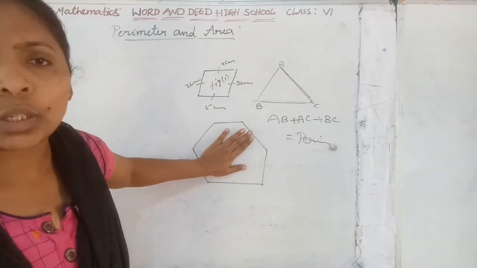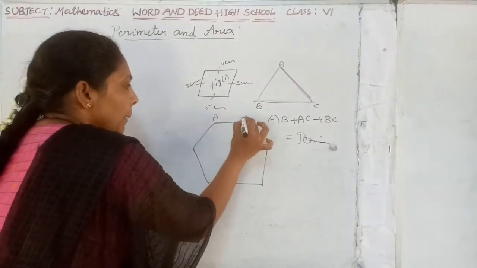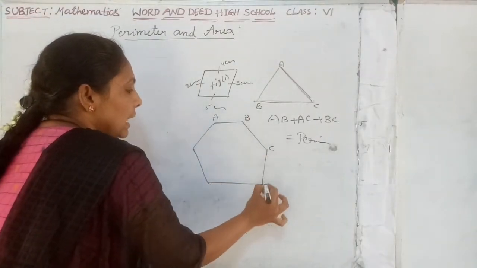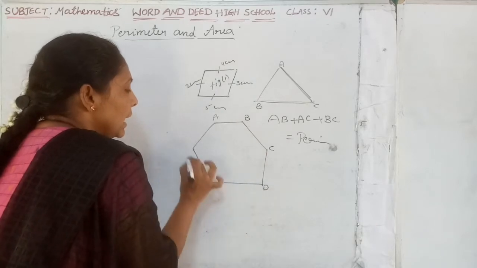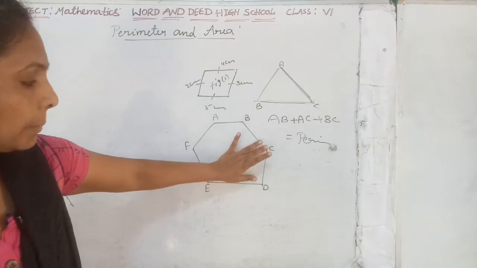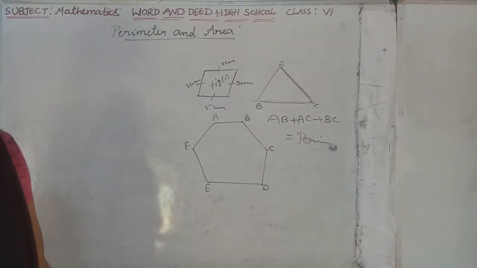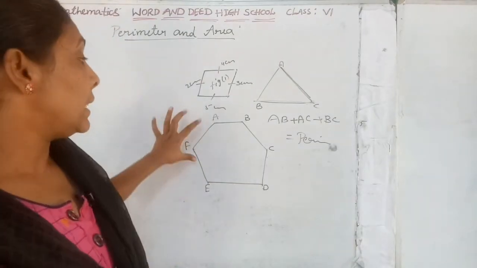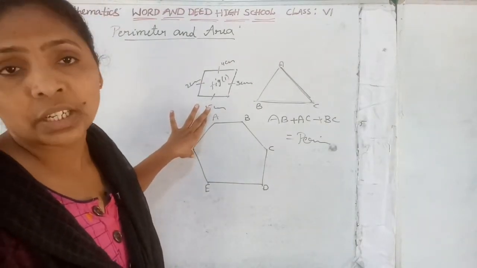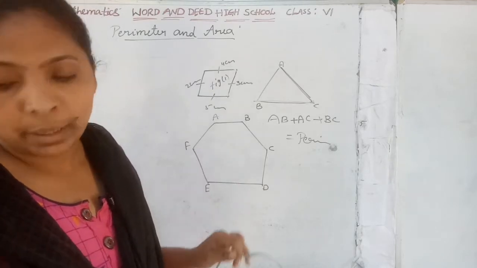So, this figure is also the same, children. What can we do? First, A, B, C, D, E, F. So, 1, 2, 3, 4, 5, 6. 6 sides we have in this figure. So these 6 sides we can measure, children, with this rope. So the length of the rope is the perimeter.